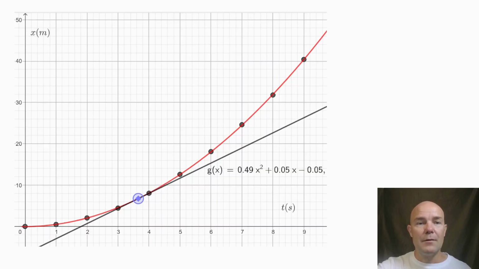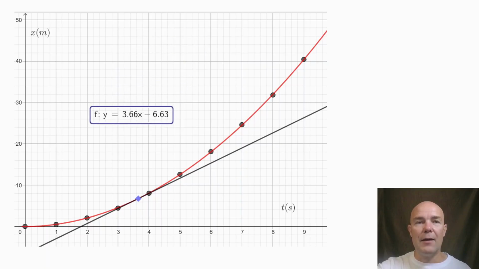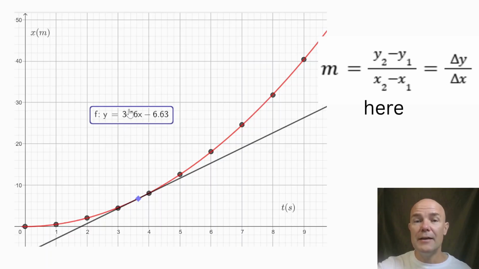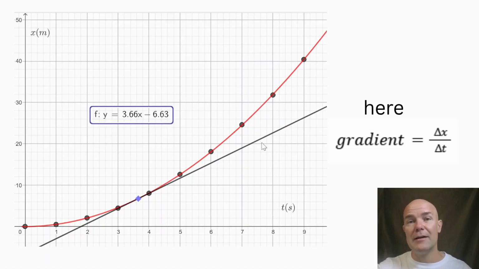And we can also see the equation for the tangent line over here. And what we are interested in is the gradient for this tangent line. And if you remember how gradient is calculated, it's the change in vertical axis divided by the change in horizontal axis. And if we look at the quantities here, we have displacement on vertical and time on horizontal. So gradient in this graph will give me displacement divided by time.